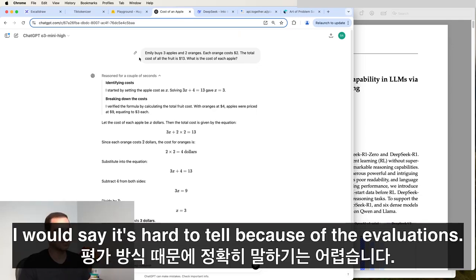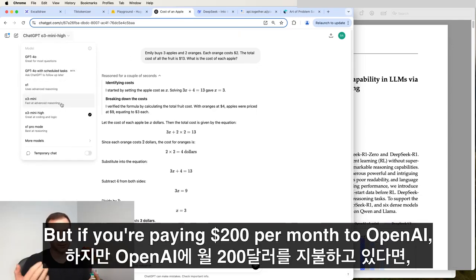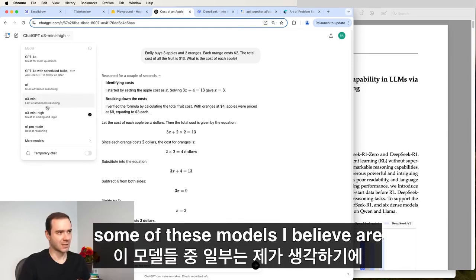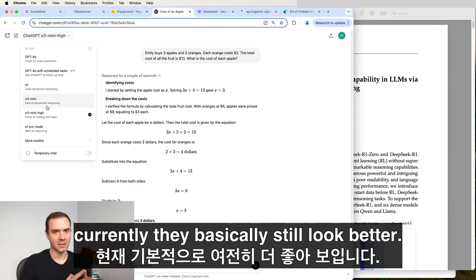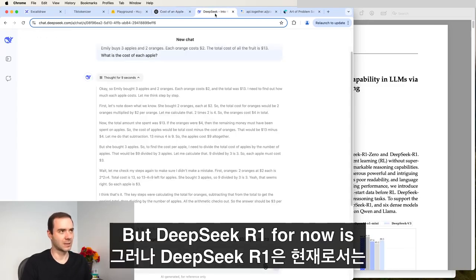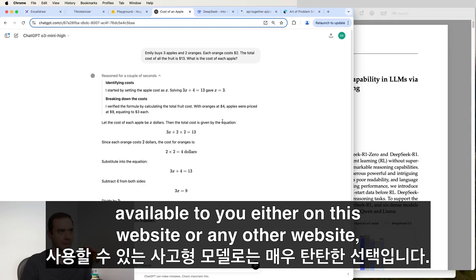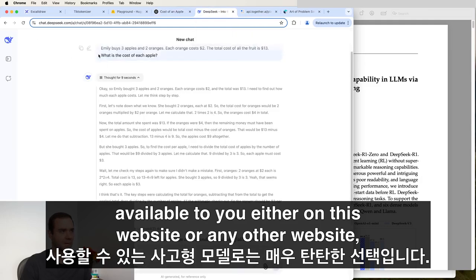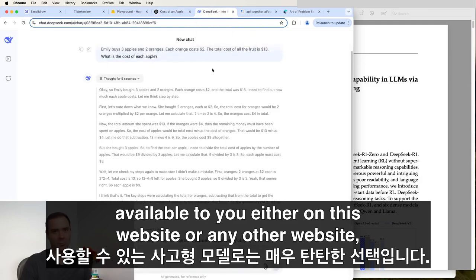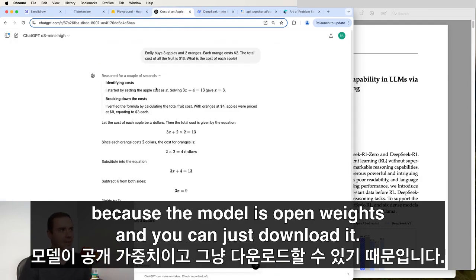It's kind of hard to tell because of the evaluations. But if you're paying $200 per month to OpenAI, some of these models, I believe, still look better. But DeepSeek R1 for now is still a very solid choice for a thinking model that would be available to you either on this website or any other website, because the model is open weights. You can just download it.